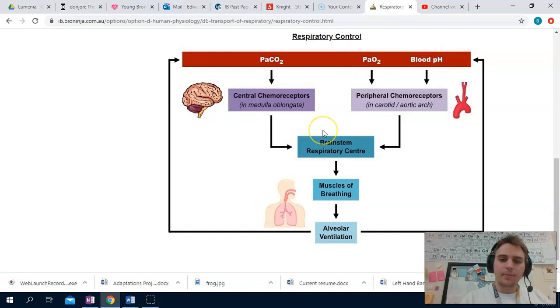So here's what you need to see, okay? As carbon dioxide levels get high, chemoreceptors in the medulla oblongata send a signal to the brainstem, which then goes to the muscles of breathing, and you get ventilation, okay? Oxygen and blood pH are taken up by peripheral chemoreceptors. These are in the carotid or the aortic arch. Okay, these are in actual blood vessels that have pockets of nerves, which again send signals up to the brainstem, which then controls your muscles of breathing, which causes alveolar respiration or ventilation, breathing.